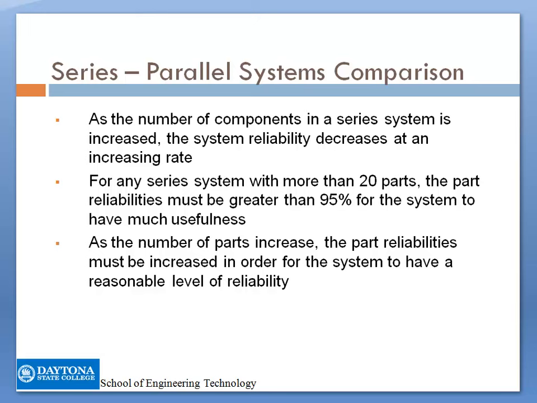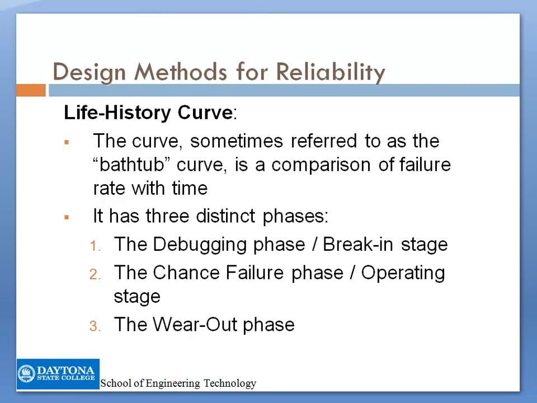That means if you want to add another part, you have to make sure that component's reliability value is higher than 95%. And as the number of parts increases, the reliabilities must be increased in order for the system to have a reasonable level of reliability.